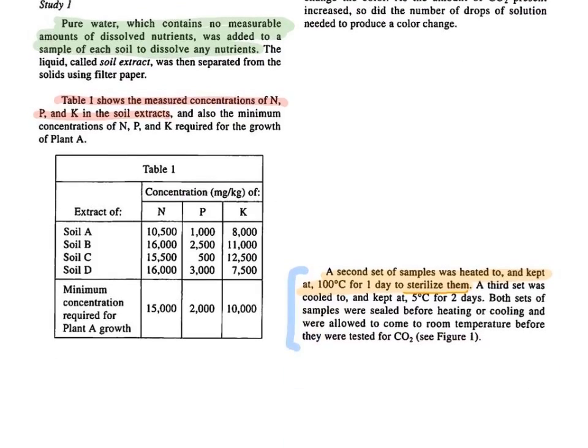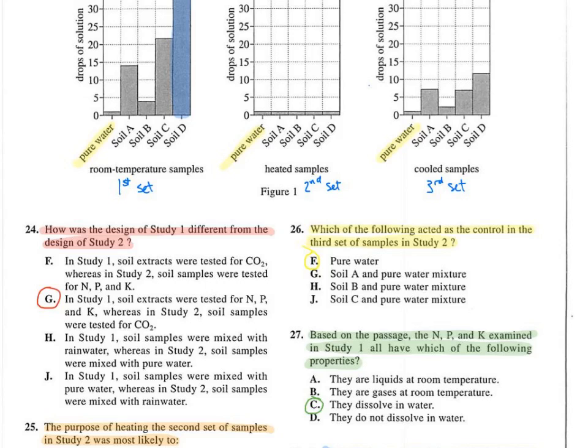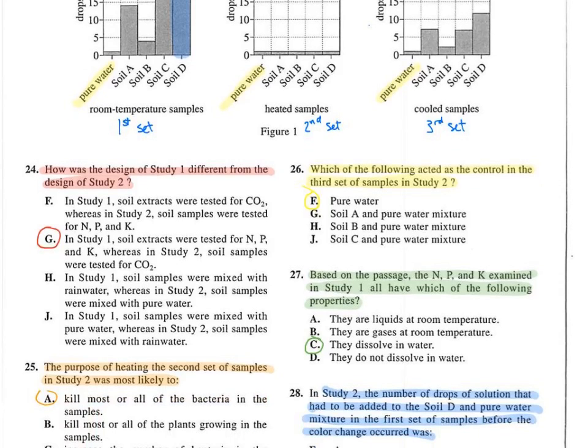The first question here, 24, says, how was the design of study 1 different from the design of study 2? Well, just as I was mentioning, in study 1 they were testing for nitrogen, phosphorus, and potassium, while in study 2 they were testing for something totally different. They were testing for CO2. And in H and J they mentioned rainwater. Rainwater was never used. They were just talking about pure water. And F has it backwards.